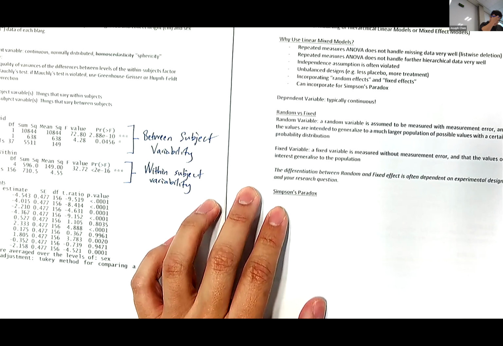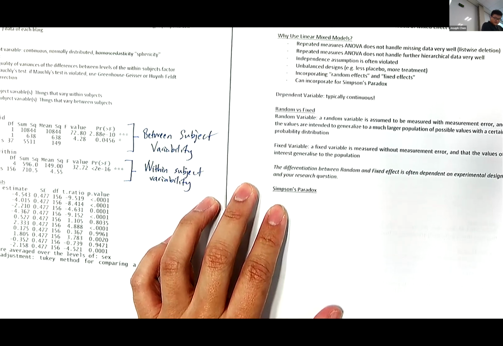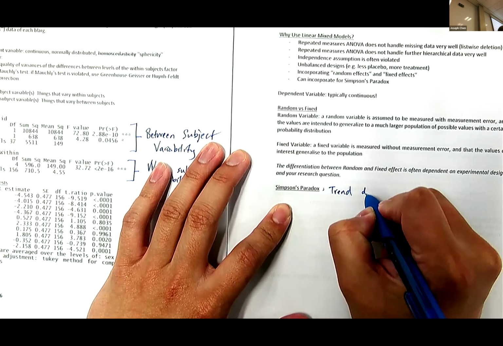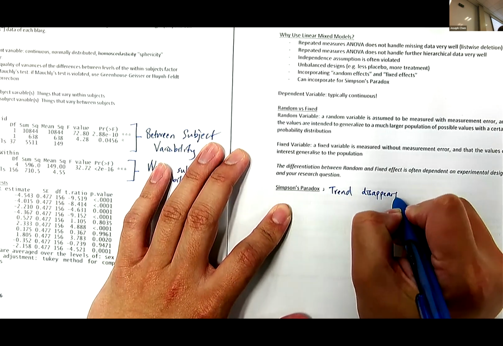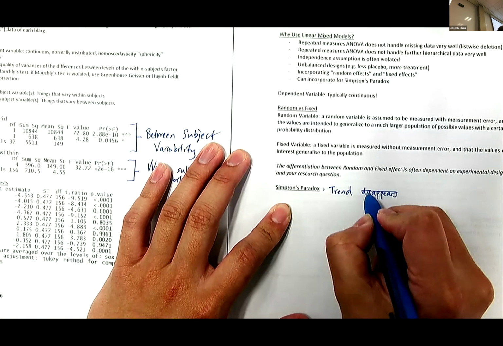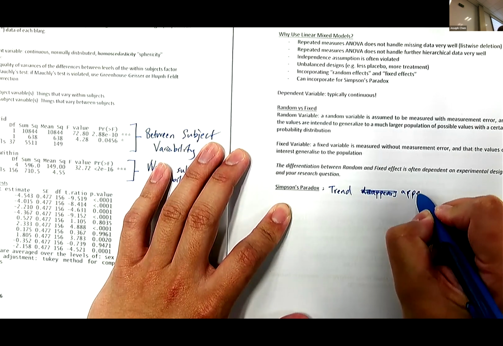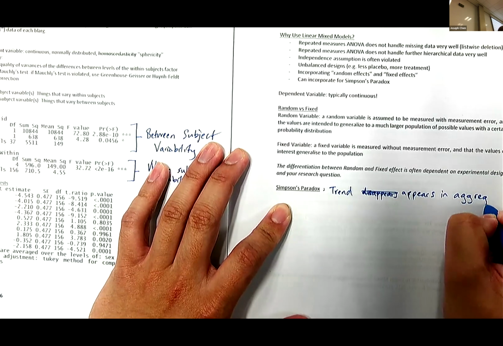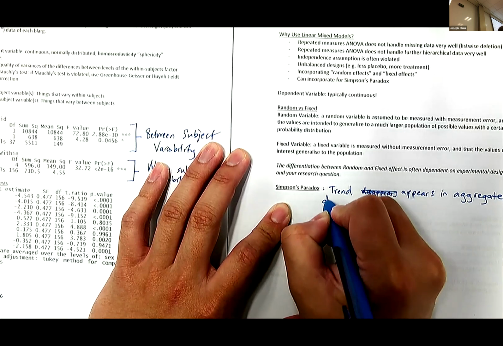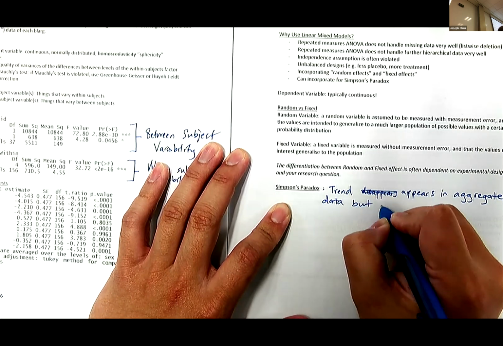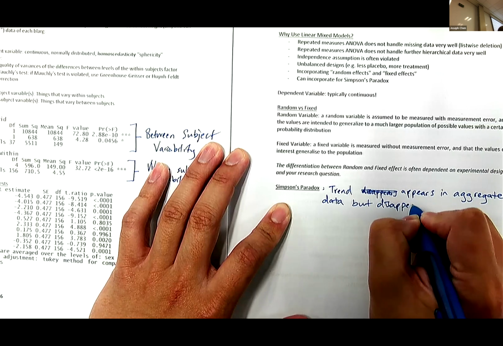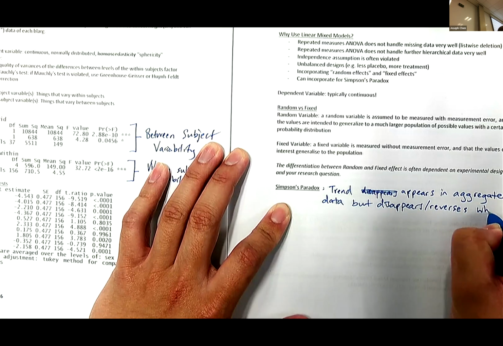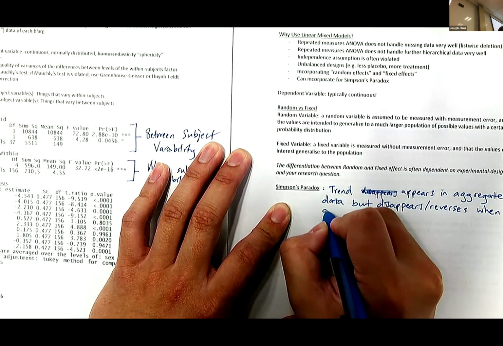Okay, let's talk about Simpson's paradox. What is Simpson's paradox? Simpson's paradox is that the trend appears in aggregated data but disappears or even reverses when groups are combined.